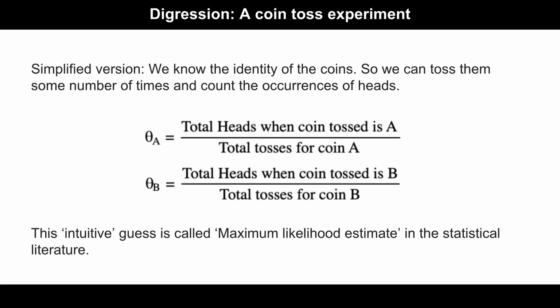Okay, and you know the likelihood function of this is given by theta A to the power number of heads, times 1 minus theta A to the power number of tails. When you plug in this particular value, theta A hat, this likelihood function, which is a function of theta, gets maximized. That is called the maximum likelihood estimate.